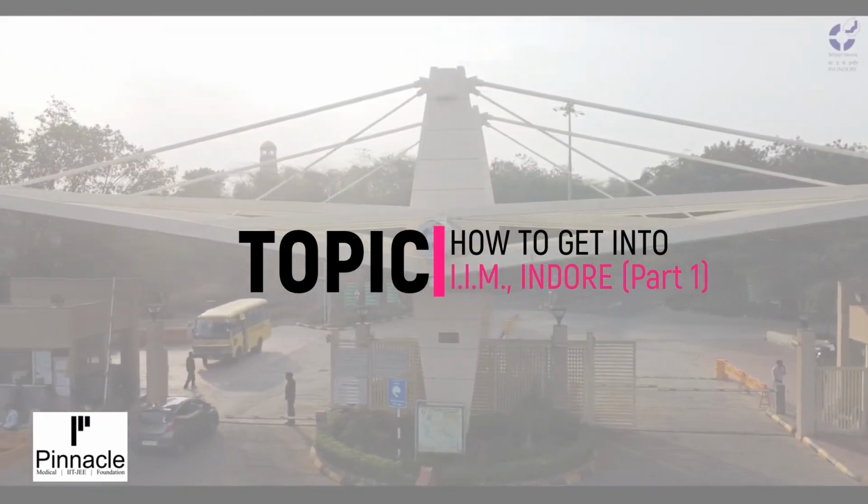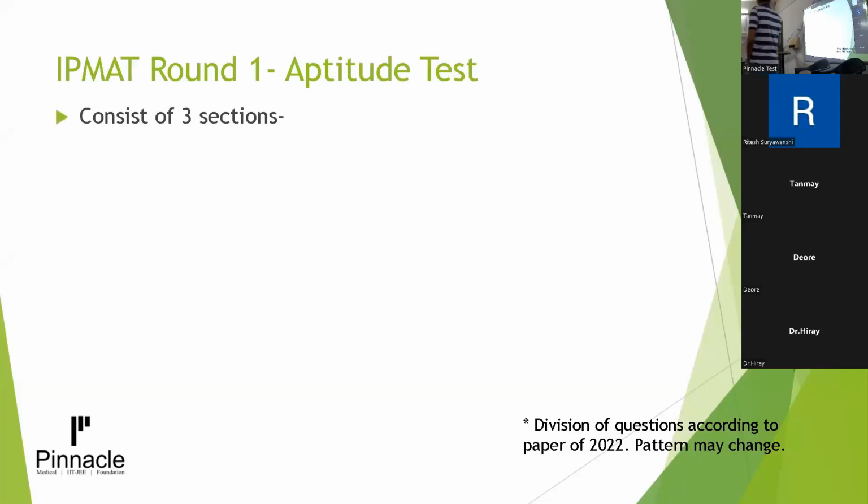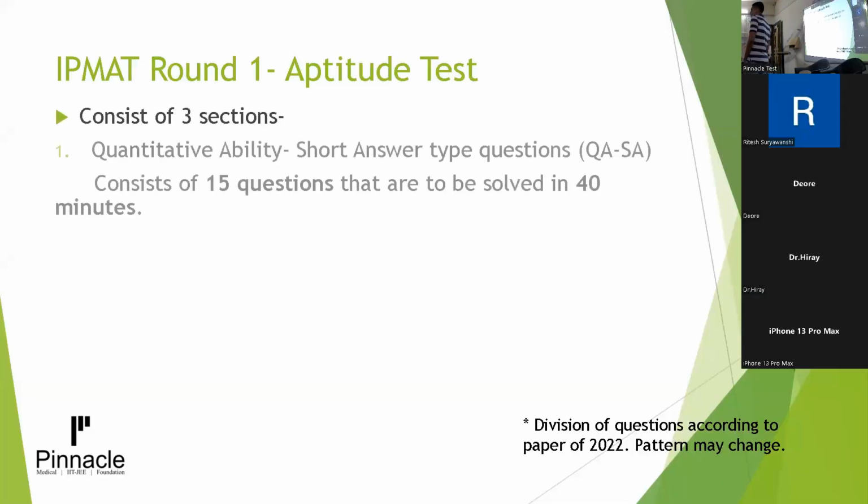So now let's talk about the first round, IPMAT round 1 aptitude test. It consists of three sections basically. First is the quantitative ability short answer type question. That is maths. You have to solve questions related to maths, and once you solve, you have to type the answer into the sheet with the help of keyboard.